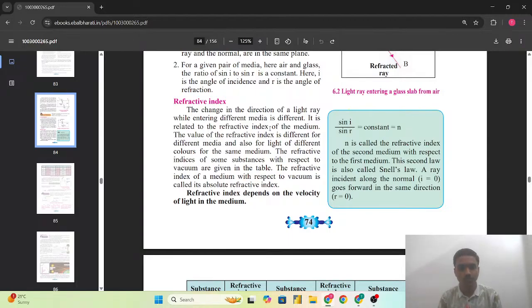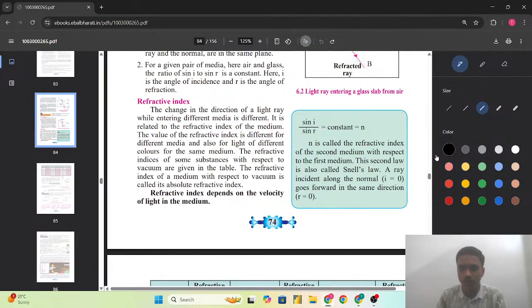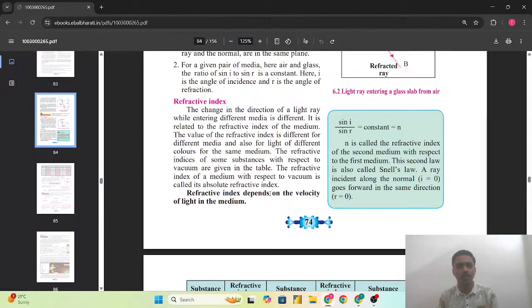The value of the refractive index is different for different media, and also for light of different colors in the same medium. The refractive indices of some substances with respect to vacuum are given in the table. The refractive index of the medium with respect to the vacuum is called its absolute refractive index. This may be asked in complete the following, so that's why I am telling you about this. Keep in mind, the refractive index of the medium with respect to vacuum is called the absolute refractive index.